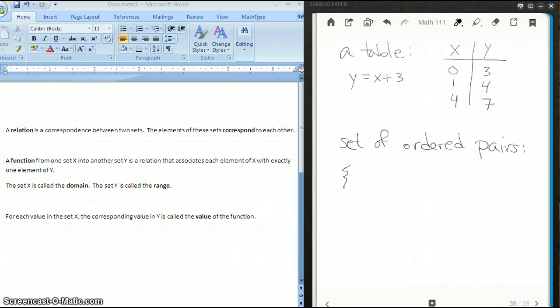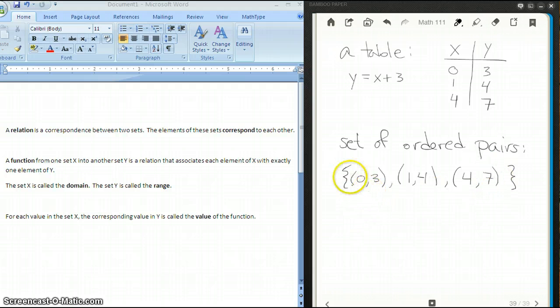We use squiggly brackets like this to write a set. Okay, we write a big squiggly bracket like this, right? Big squiggly bracket means a collection or set of, and you write all the stuff in the set on the inside of these squiggly brackets. So now we just write all the ordered pairs. 0 corresponds to 3. That's right there, 0 and 3. Separate the items with commas. 1 corresponds to 4. And 4 corresponds to 7.